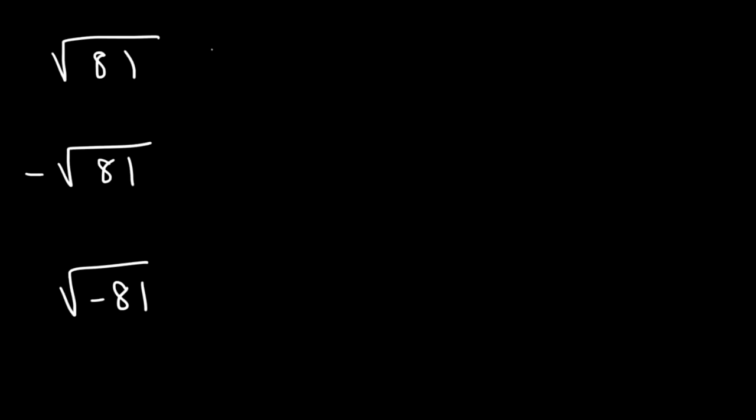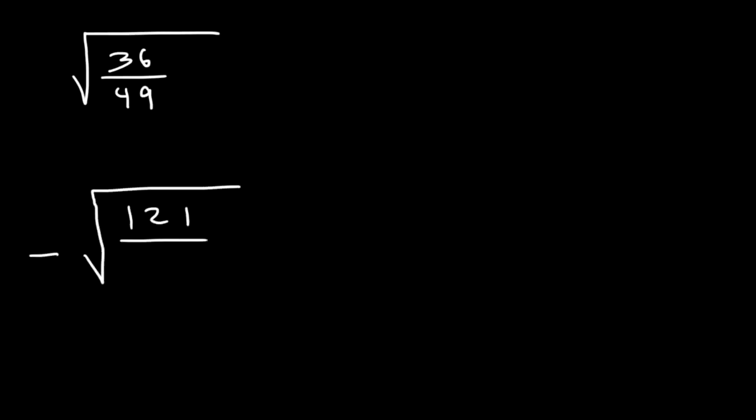Try these three. The square root of 81, negative root 81, and also the square root of negative 81. So this is equal to positive 9, this is equal to negative 9, and this is going to be 9i.